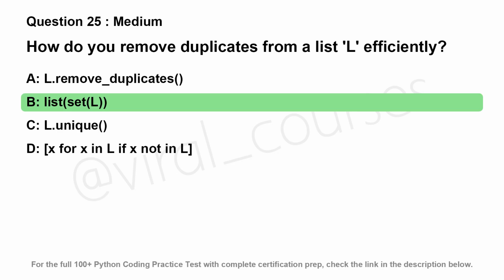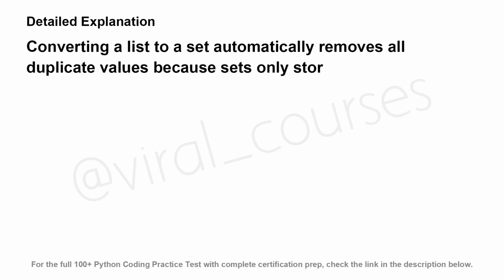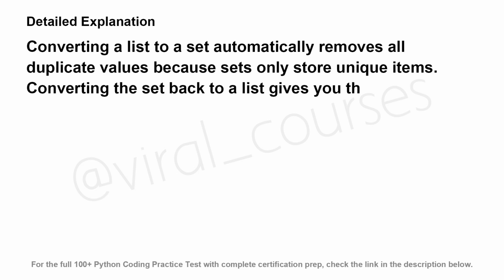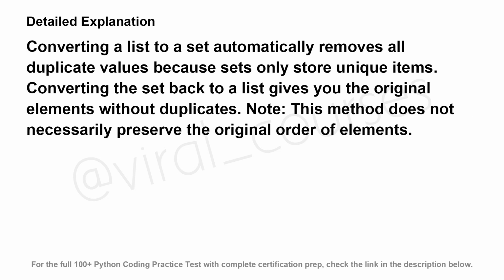The correct answer is B. Converting a list to a set automatically removes all duplicate values because sets only store unique items. Converting the set back to a list gives you the original elements without duplicates. Note: this method does not necessarily preserve the original order of elements.